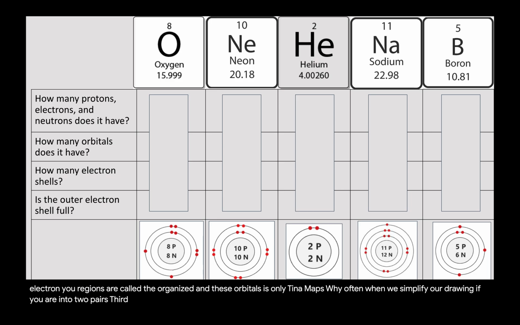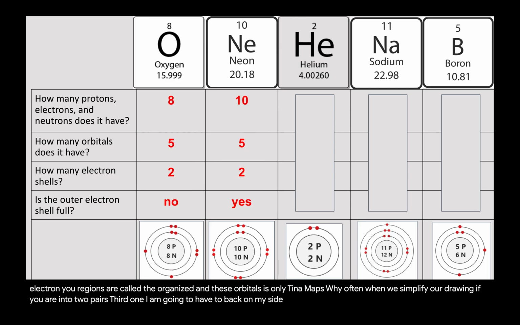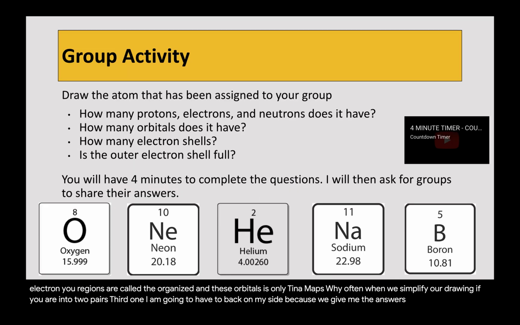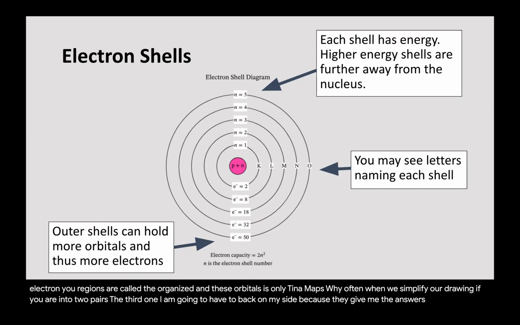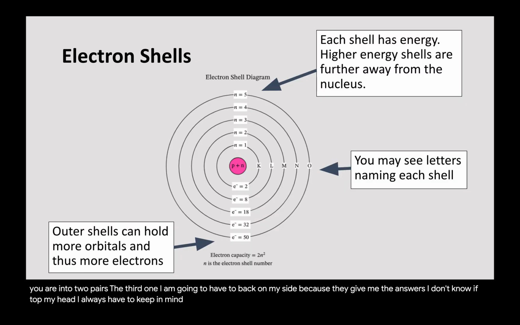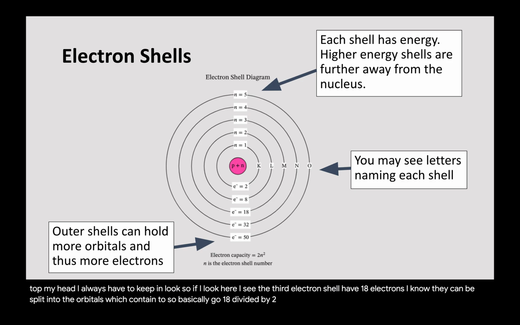For the third one, I am going to have to go back to my slide, because I don't know off the top of my head. I always have to cheat and look. So if I look here, I see the third electron shell can have 18 electrons. I know they can be split into orbitals, which contain 2 each. So I basically go 18 divided by 2. I can have 9 different orbitals there.